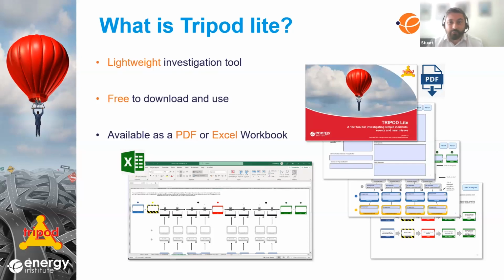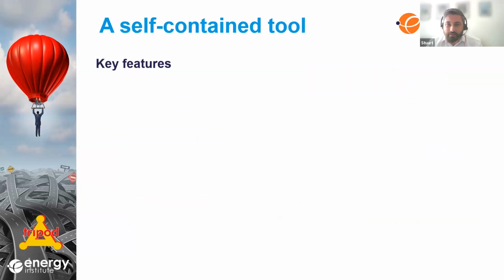But before we get to the results, what actually is Tripod Lite? So Tripod Lite is a lightweight investigation tool. It's free to download and use from the Energy Institute website. And ultimately, it's available in 2 formats. So there is a PDF format, which is in some ways the more complete version, which contains guidance, etc. So start with the PDF version. But there is also an Excel version as well, which has a few additional features and is a little bit more for advanced users. I'm mostly going to talk about the PDF version.